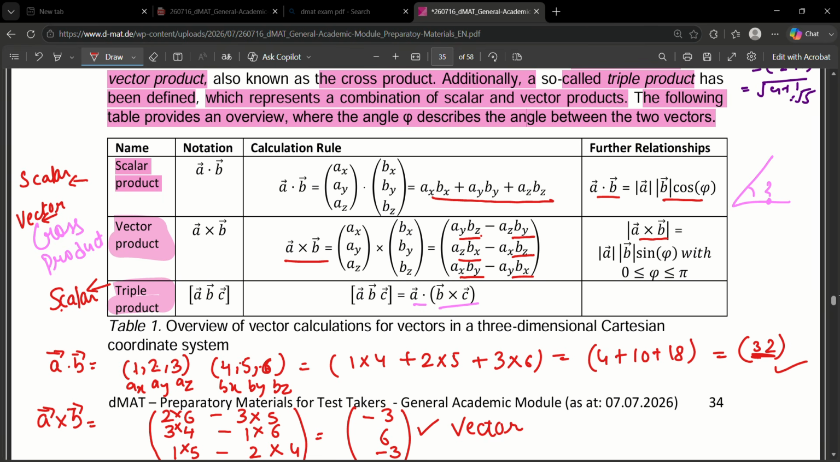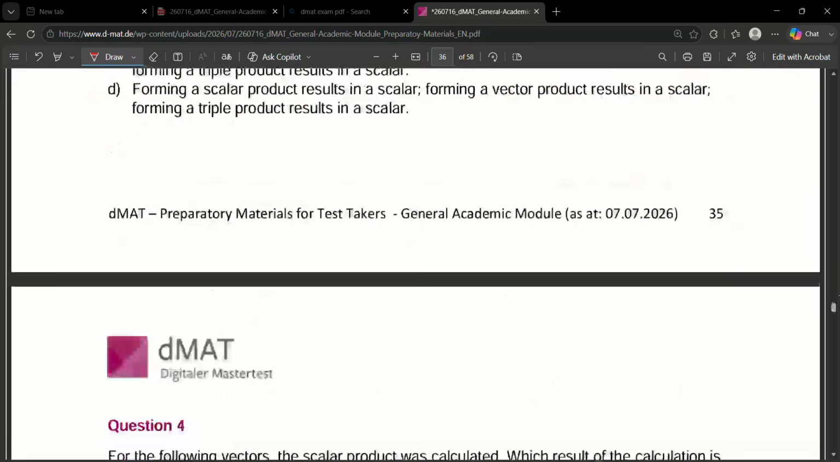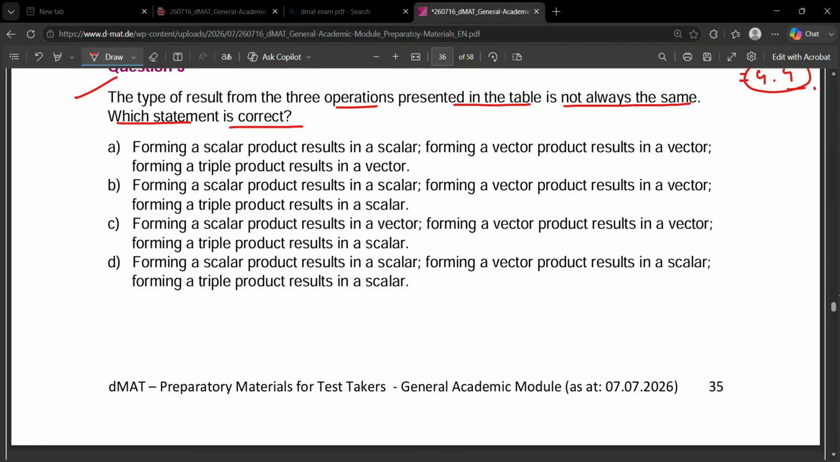Triple product will result in a scalar. So basically scalar and triple product will answer the same, but vector product will answer in a vector. Now they are asking you in the question here that forming a scalar product results in a scalar, that is correct in option A. Forming a vector product results in a vector.